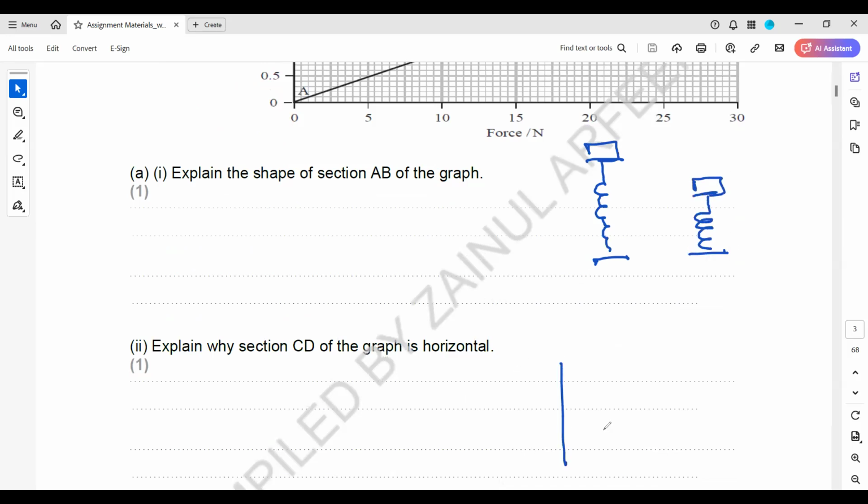So why does the graph, from A to B, increase and then become constant? There is a limit to which you can compress. For example, if the spring is fully compressed, further compression cannot take place, even though you're increasing the force. You cannot reduce something to a size of zero, as it is a metal. So the coils of the spring no longer have space to compress. That's why from C to D the compression is not changing, and the graph becomes horizontal.